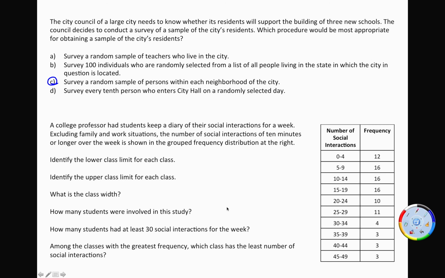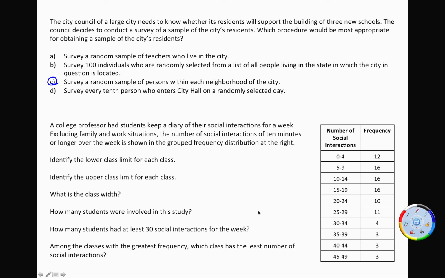What is the class width? 10 minus 5 is 5, right? Don't do 9 minus 5 or 14 minus 10. The class width is 5. Think about this. Let's count these on your fingers. 0, 1, 2, 3, 4. The class width is 5.